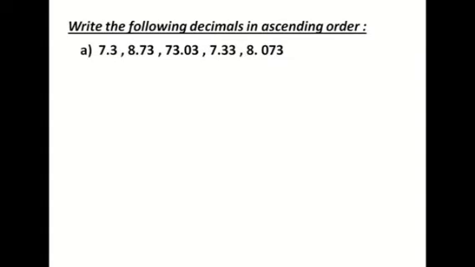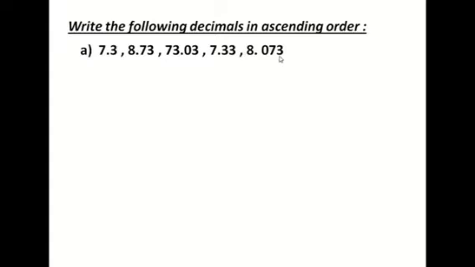Now we will arrange decimals in ascending order. So here you can see the decimals: 7.3, 8.73, 73.03, 7.33, 8.073. 1, 2, 3, 4, 5. 5 decimals are there. We have to arrange them in ascending order.